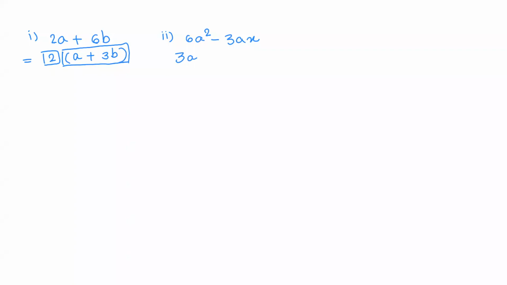Now, out of 6a square, 3a has gone outside the bracket. So what remains inside? 2a. 2a bachega. Now, in the second term, if 3a has gone outside, what remains in the bracket is simply x. So the factors are 3a and 2a minus x. So the moment you take out something common, the factors get ready.